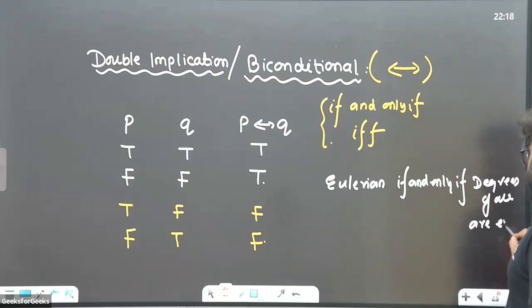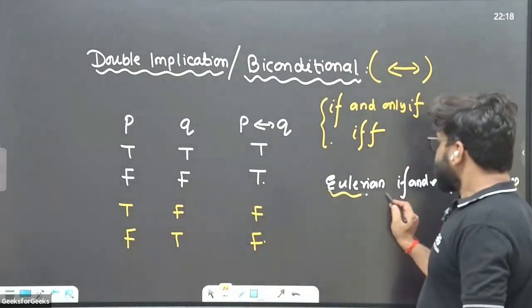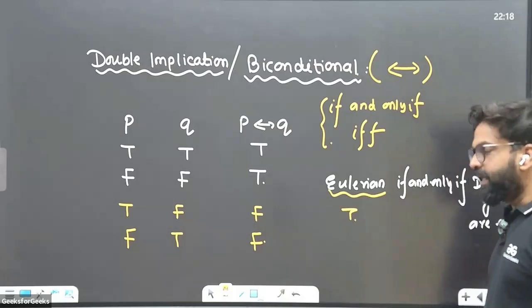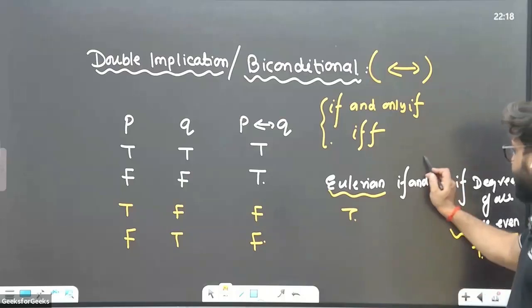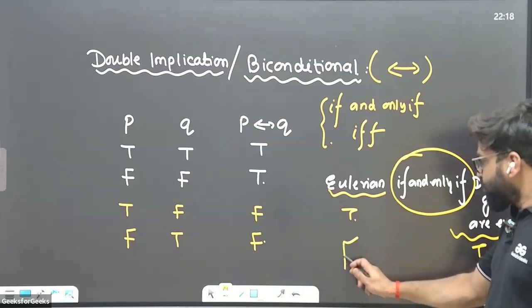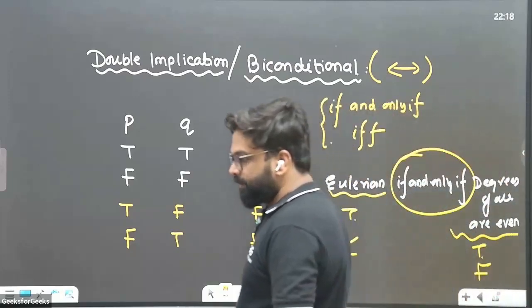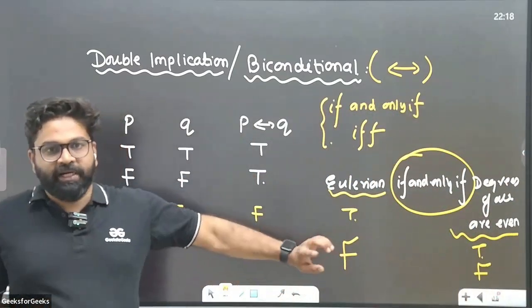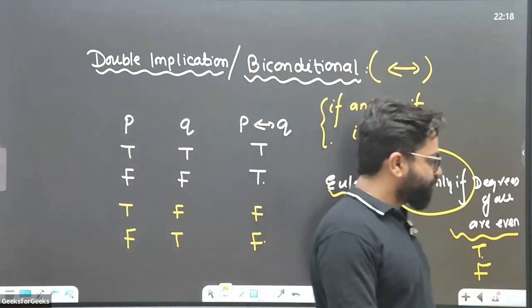When the degrees of all vertices are even, then your graph is Eulerian, and only then are all degrees even. So when the first one is true, the second one is true. Why is it happening? Because we have used if and only if. Suppose this is false, suppose your graph is not Eulerian, then 100% the degrees will also not all be even. Can I say here, both the conditional and biconditional? Understood, not understood?